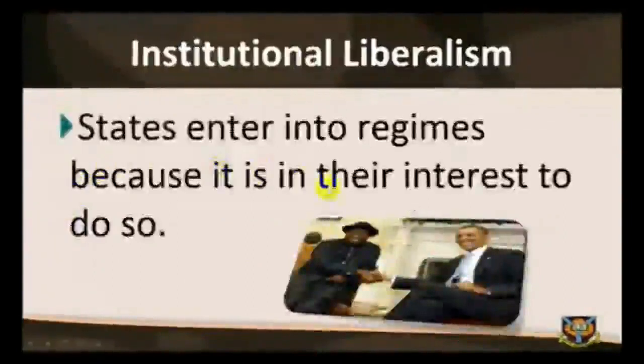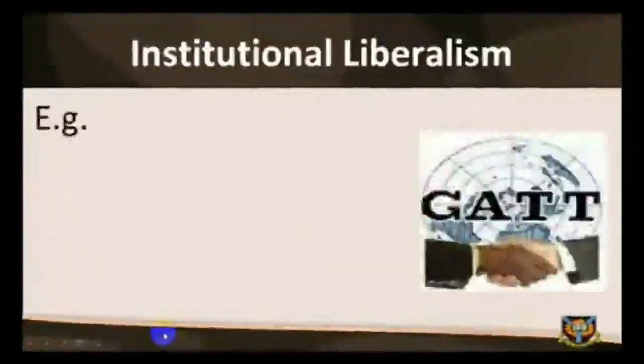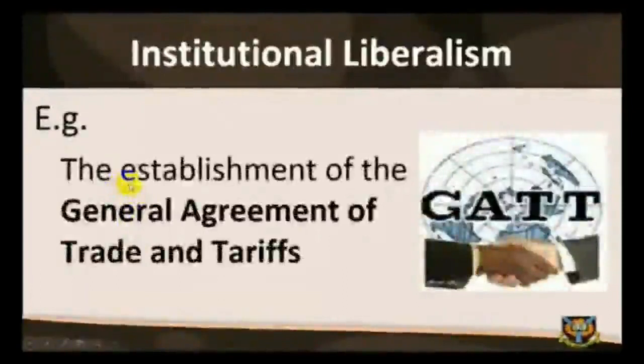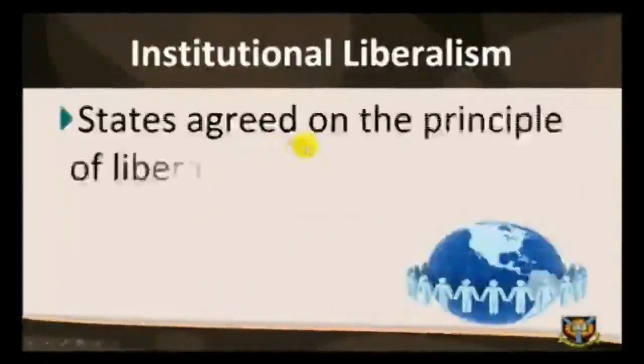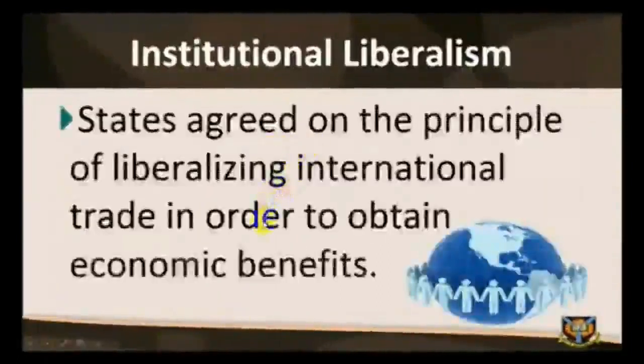States enter into regimes because it is in their interest to do so. This is because the problem to be tackled is of a transnational nature and cannot be successfully addressed by states individually. For example, on the issue of trade and the establishment of the General Agreement on Tariffs and Trade, GATT, states agreed on the principle of liberalizing international trade in order to obtain economic benefits.